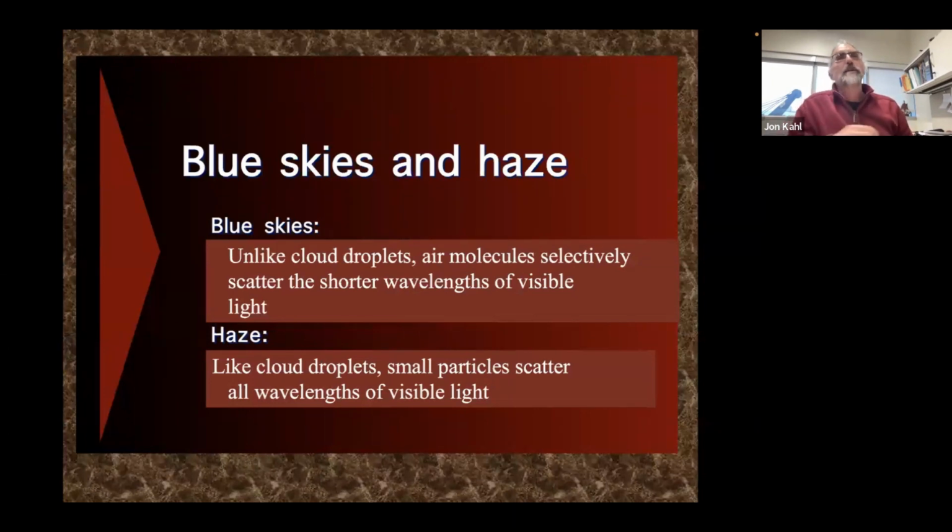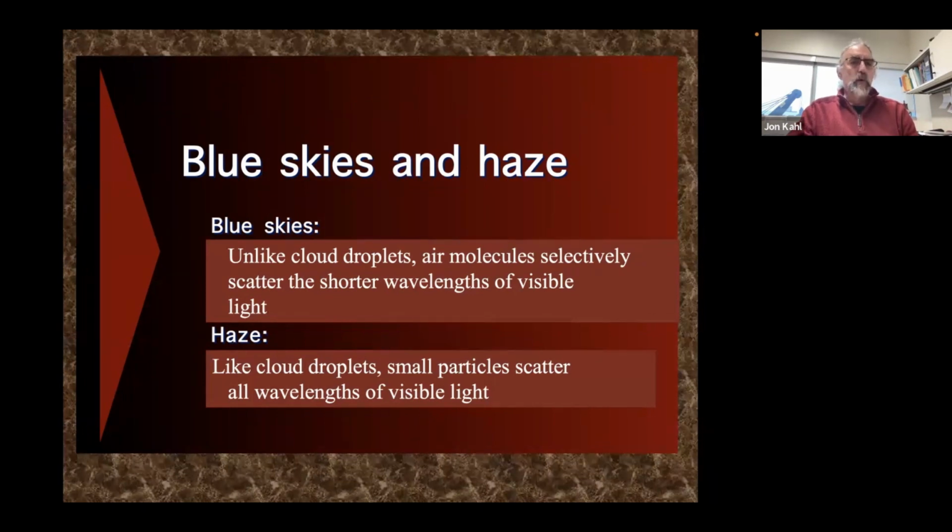Actually, what happens is that the molecules of air that make up our atmosphere, because of their size, they're very small, obviously, they selectively scatter the shortest wavelengths of visible light. And the shortest wavelengths are purple, violet, that is, and blue. So really, the color of the sky is violet and blue, but our eyes can't detect the violet. That's just a property of the human eye. We can see the blue, but we can't see the violet. So that's why the sky is blue.